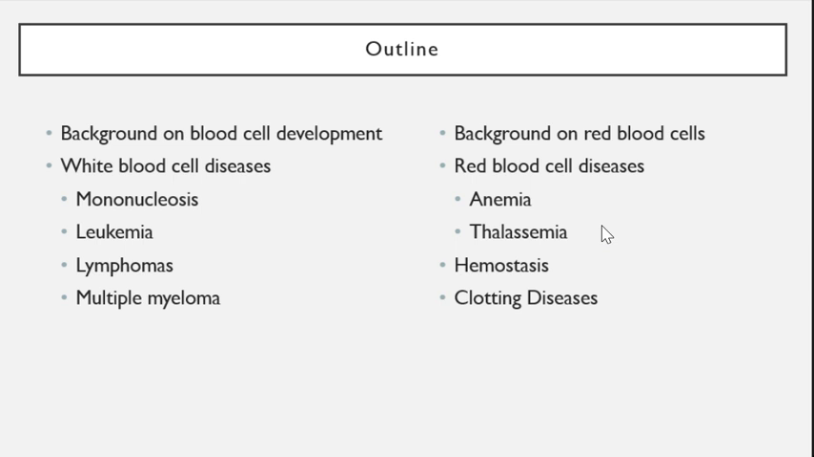But what we're going to be looking at mostly is white blood cell disorders, where we're going to be looking at mononucleosis, leukemia, lymphomas, and multiple myelomas. And we'll also take a brief look at red blood cells, looking at anemias and thalassemia, and then hemostasis and looking at clotting diseases briefly. We're going to be going over those more, though, at the end of the semester.